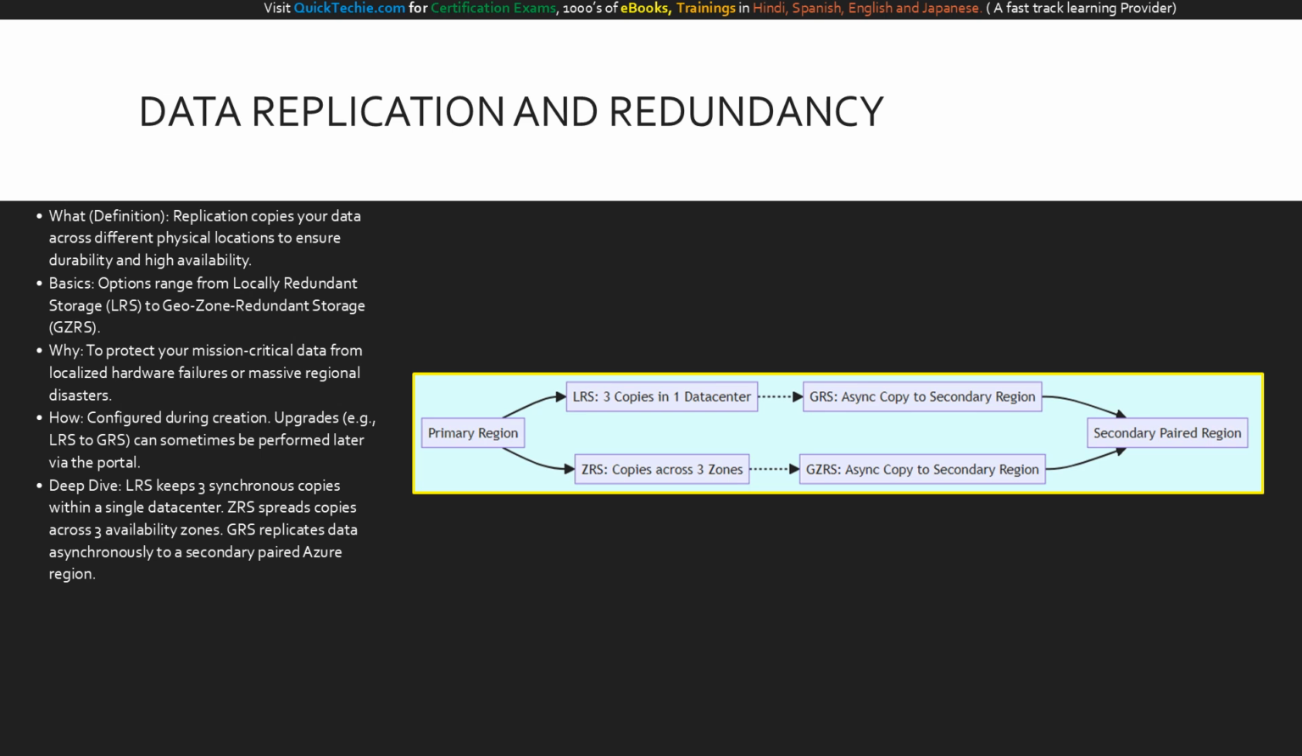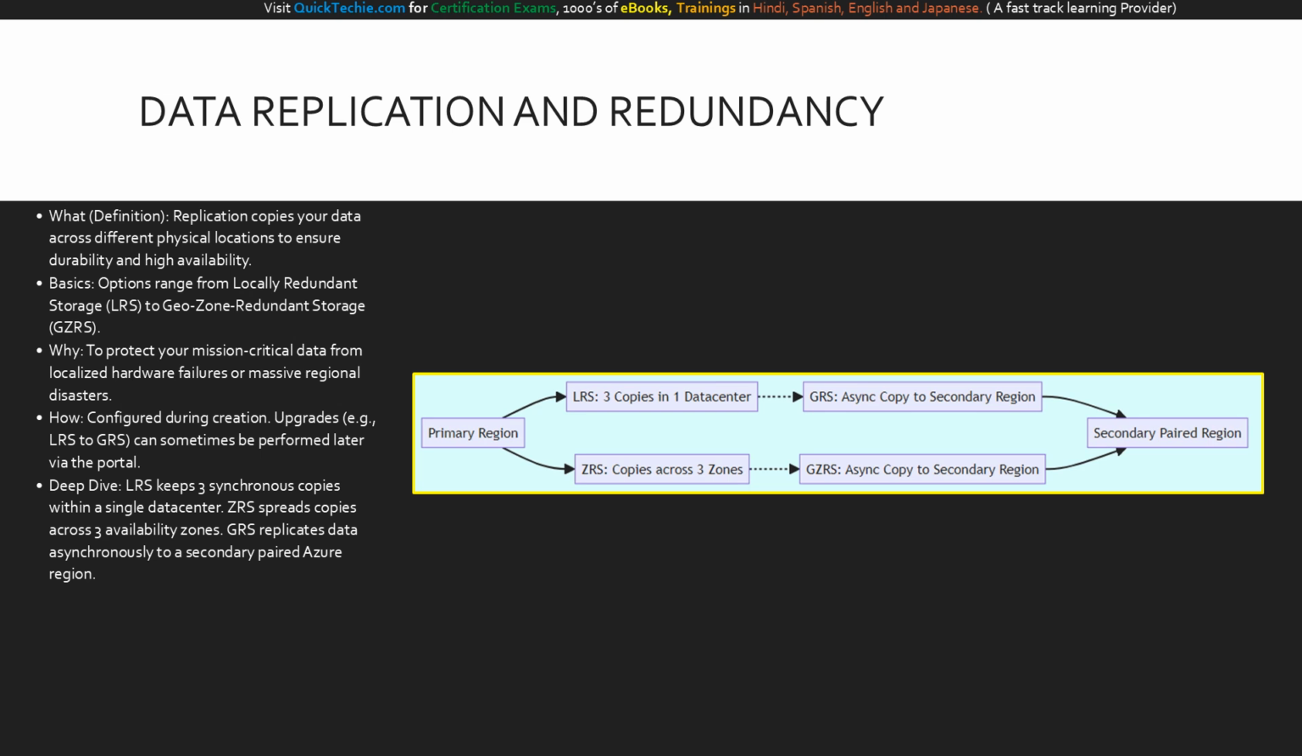This diagram visually maps out the redundancy expansion. Starting in the primary region on the left, you can choose LRS, which keeps 3 copies tightly packed in one data center, or ZRS, which spreads them across 3 zones. The dotted lines show how these local strategies can be extended geographically. LRS can be upgraded to GRS, and ZRS can be upgraded to GZRS.